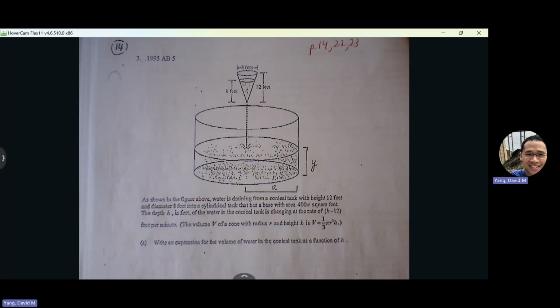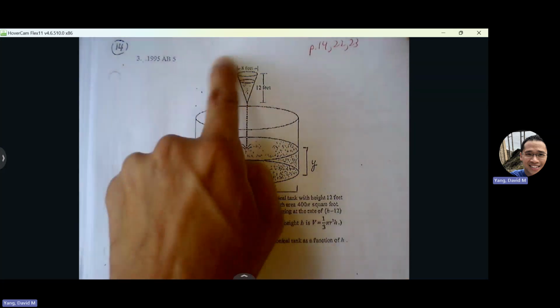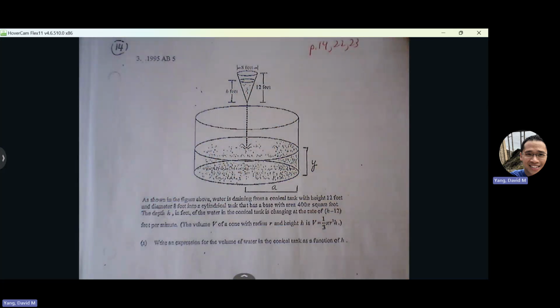The rate of change of h is h minus 12. Part A, write an expression for the volume of water for the cone tank as a function of h. So just treat it like the first part of a cone problem where you're going to build your proportion and you're trying to get rid of r and get everything in terms of h. So part A is not even asking for the derivative. It just wants us to create a volume equation so that it's nice and clean, so that part B, we can jump into the derivative process.